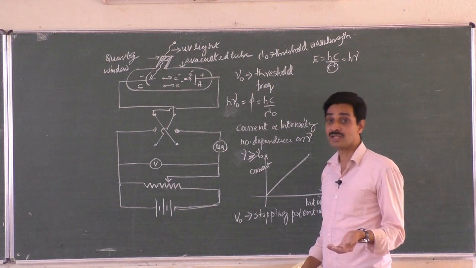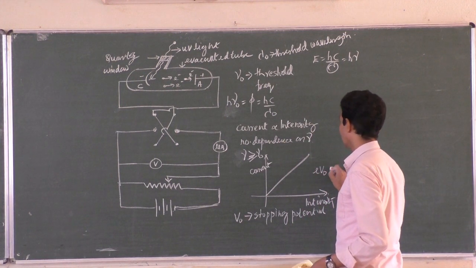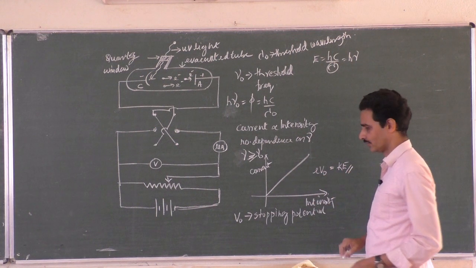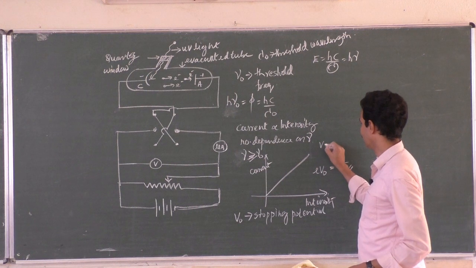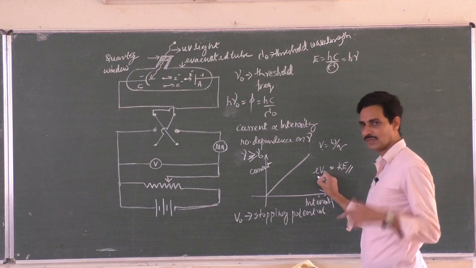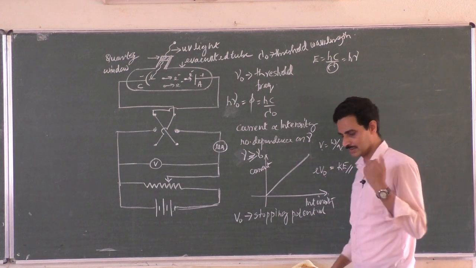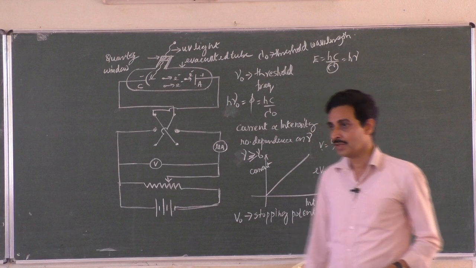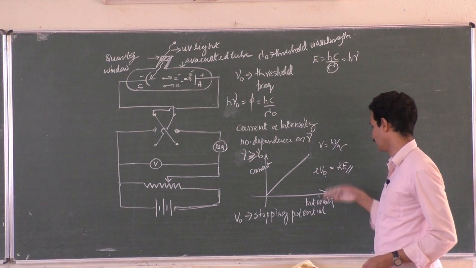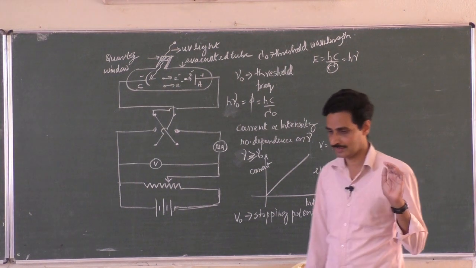And stopping potential depends on kinetic energy. If you convert this, eV naught, that gives the kinetic energy of the photoelectrons, because potential difference is always work done in taking the charge. Work done is charge into potential. Charge of electron is e. Of course, it is minus e, but let it be e into V naught, because kinetic energy is always positive. It cannot be negative. So, stopping potential depends on frequency of incident radiation, which is equal to h nu, and it doesn't depend on intensity of light.